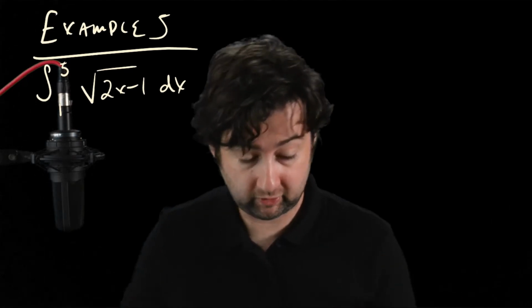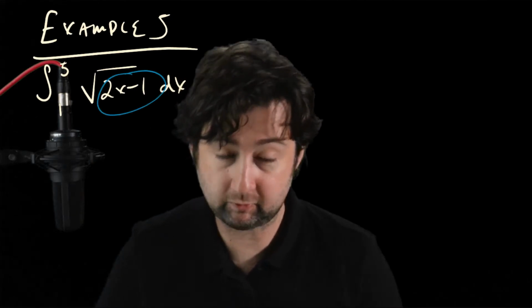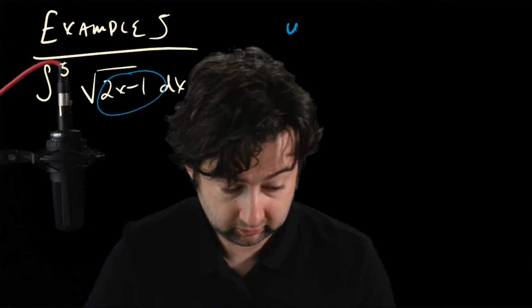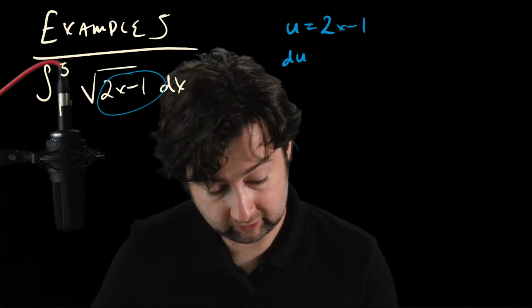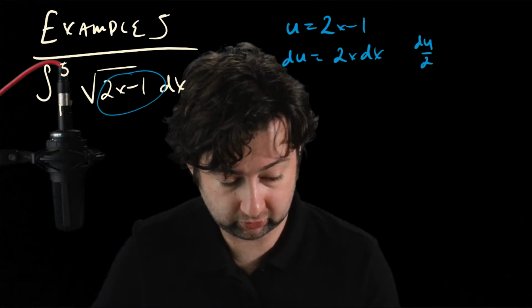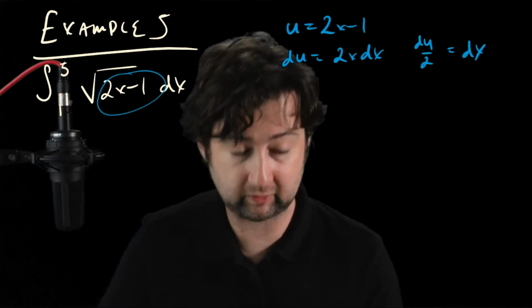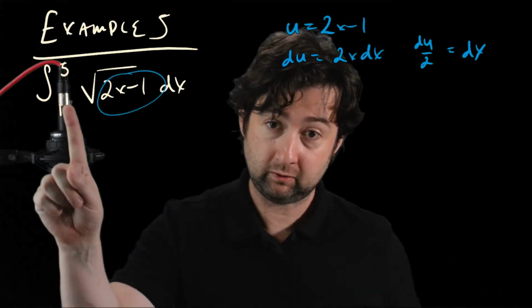So just like before, I'm going to identify my u value. Here I see a 2x minus 1 living inside of a square root. So u should be equal to 2x minus 1. I'm going to compute du is equal to 2 dx. And so du over 2 is equal to dx. There's my dx substitution.